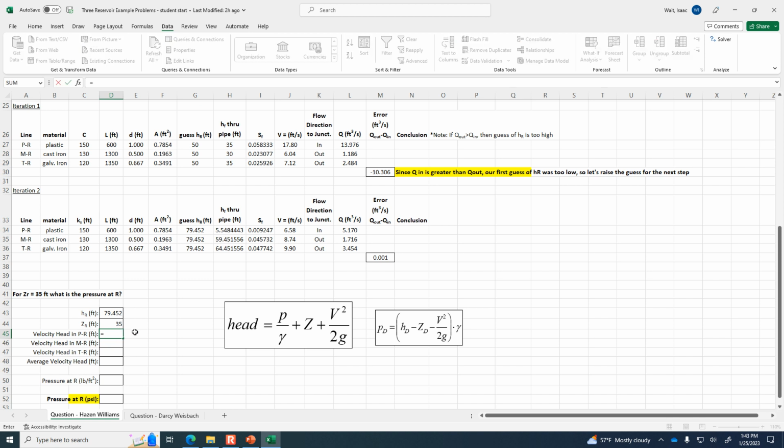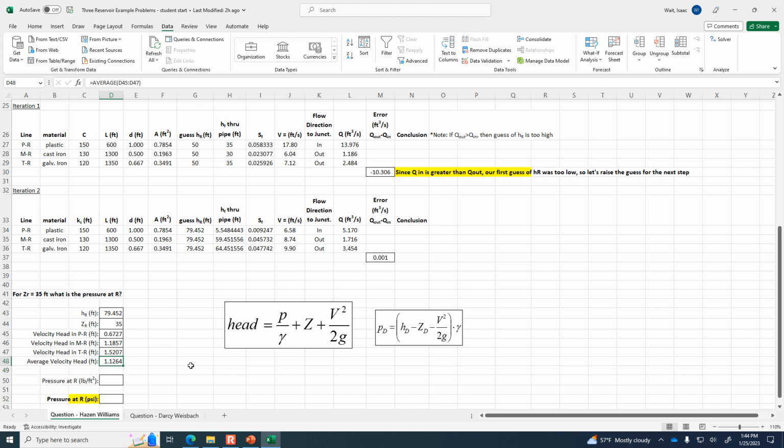So that is the velocity in pipe PR, V squared divided by 2g, 2 times 32.2. So velocity head is V squared divided by 2g. I'm just going to find the velocity head in each of those three pipes. That was for pipe PR. For MR, I think I can just drag this down through those. And then the average of these. And so how much energy is in the velocity head?